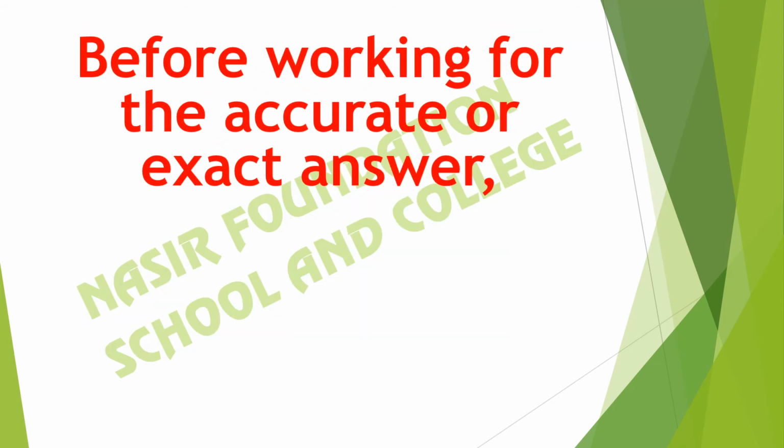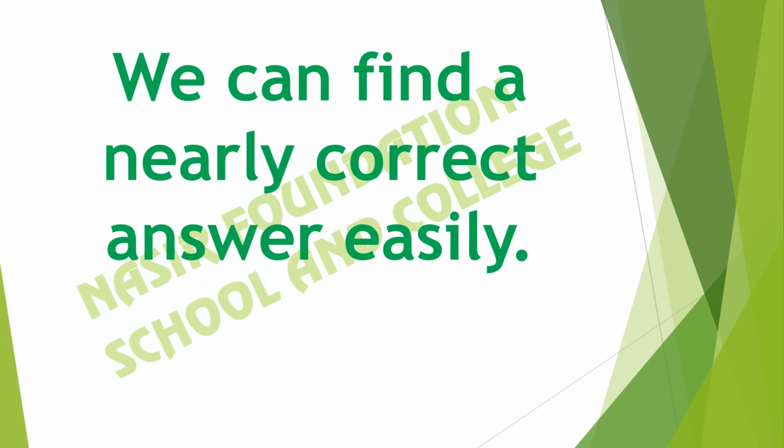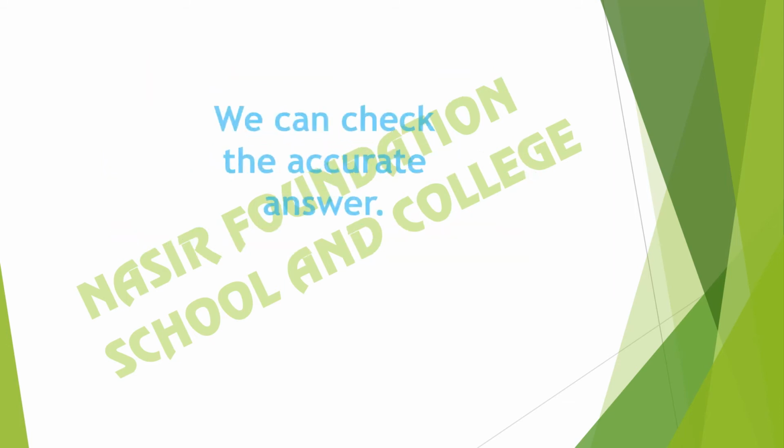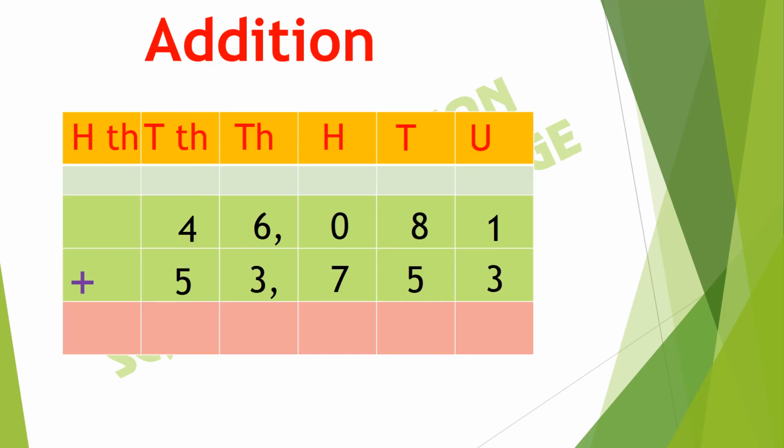Before working for the accurate or exact answer, we know that the answer should be nearly equal to 100,000. We can find a nearly correct answer easily. We can check the accurate answer. Now we will add 46,081 and 53,753.